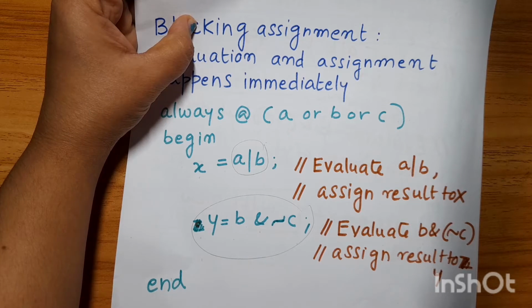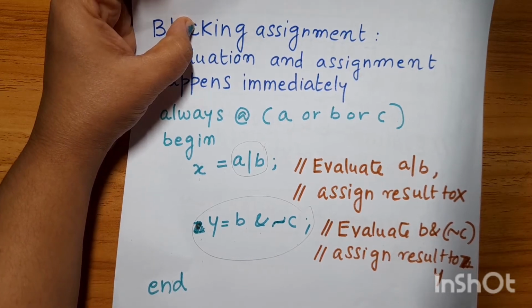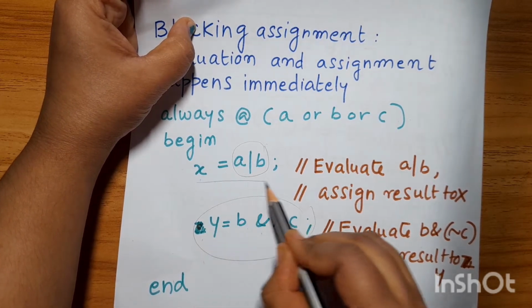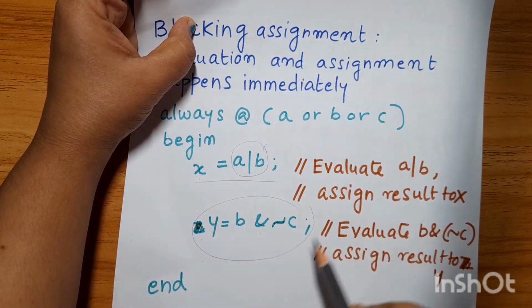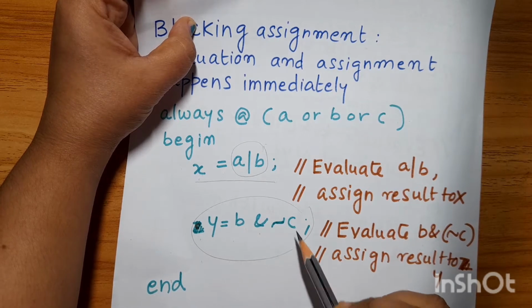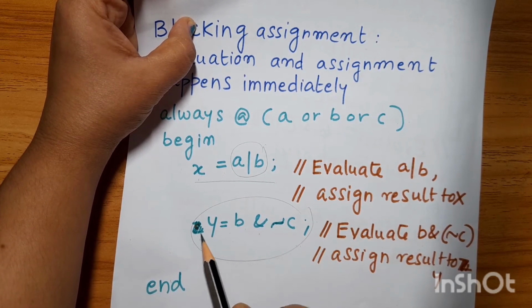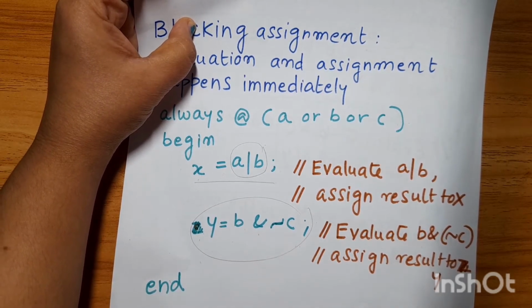So in an always block having blocking assignments, once we proceed with one statement and it finishes the evaluation and execution of the assignment, only then do we proceed to the next statement, then it gets evaluated and assigned, and then we come out of the loop.